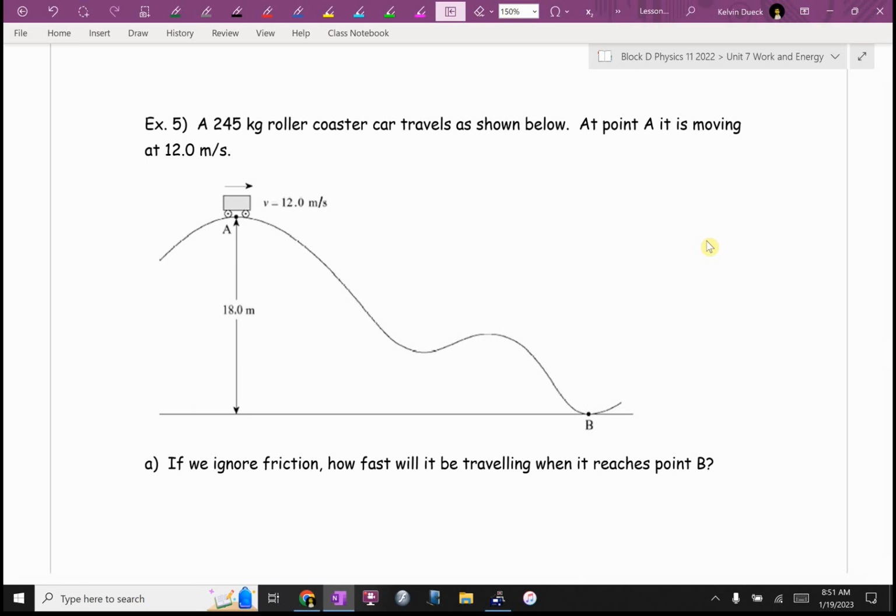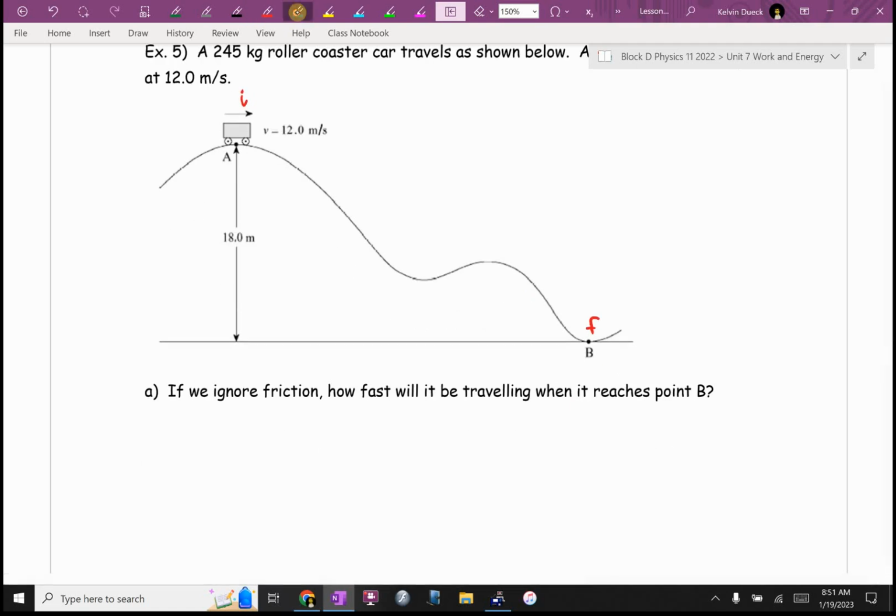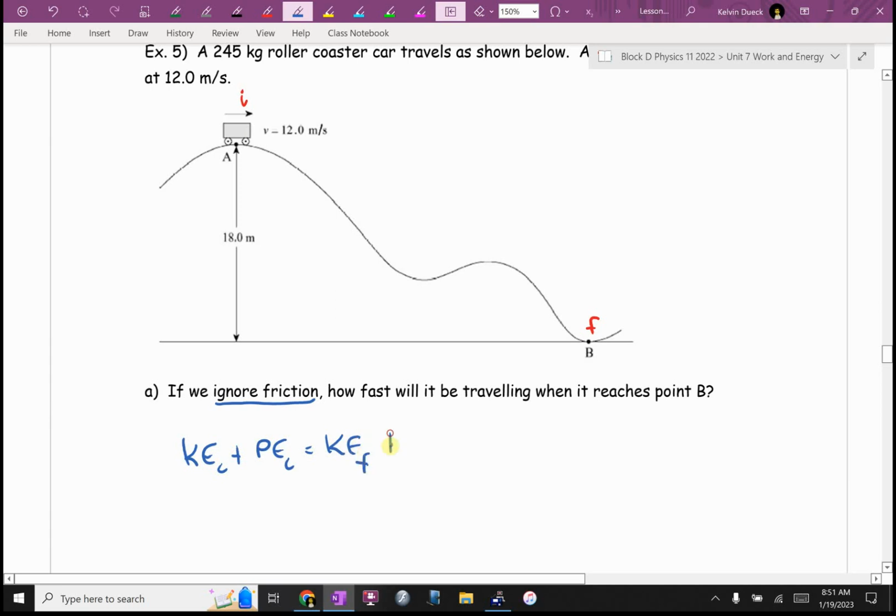Yeah, I'm going to use the law of conservation of energy. Initial is going to be right there. Final is going to be right there. And let's write out the law of conservation of energy. They said ignore friction, so I don't need to worry about heat. It's going to be KE initial plus PE initial equals KE final plus PE final.